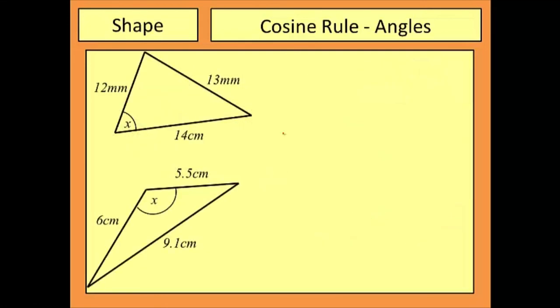Here are 2 examples to have a go at yourself. Remember, use the correct version of the formula that's set up to find missing angles. Label your triangles carefully. Pause the video here to have a go at these 2 examples yourself. When you're ready to see some answers, hit play and I'll talk you through them.